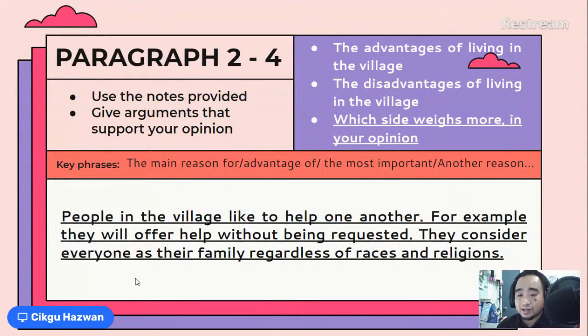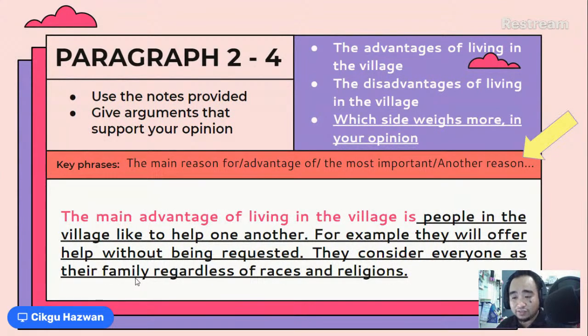And then look at the keywords over here. Saya ada bagi key phrases. The main reason, the main advantage, the most important, another reason. Let's put those key phrases into this paragraph. The main advantage of living in the village is people in the village like to help one another. So after the key phrase, we put the topic sentence. Topic sentence tu yang jawab soalan what tadi. For example, they will offer help without being requested. They consider everyone as their family regardless of races and religion. Okay. Can we make this sentence beautiful a little bit?